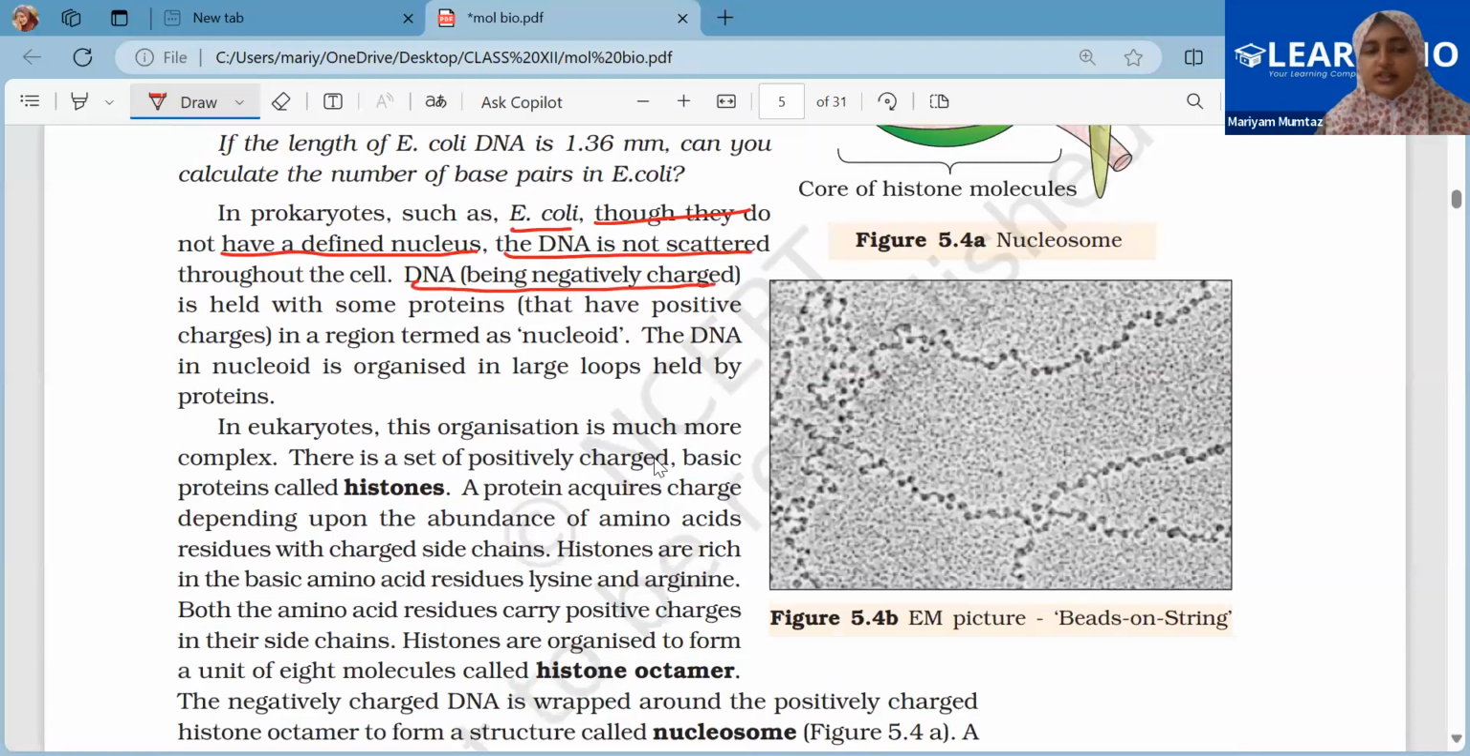DNA, being negatively charged, is held with some proteins that have positive charge in a region which is termed as nucleoid. We understand that prokaryotic organisms do not have a nuclear membrane surrounding the nucleus. Their genetic material is naked. But even after that, the DNA is not present throughout the cell. It is concentrated in an area. We know that the DNA is negatively charged, so that negatively charged DNA is held together with positively charged proteins in a region which is nucleoid. Now the DNA in nucleoid is organized in large loops held by proteins.